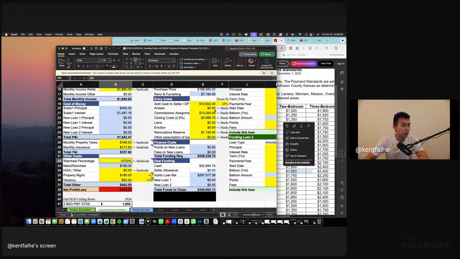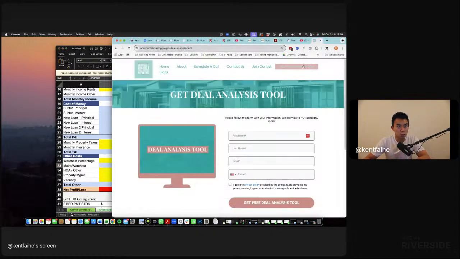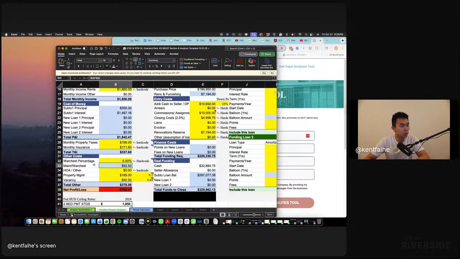Taxes and insurance right here. For my war chest right here in B32, I'm going to turn that into 5%. And again, if you want to copy the spreadsheet, just go to affordablehousing.io and click on the Get Deal Analysis tool. It's the fastest way for you to copy the spreadsheet. All right, I got 5% right here.